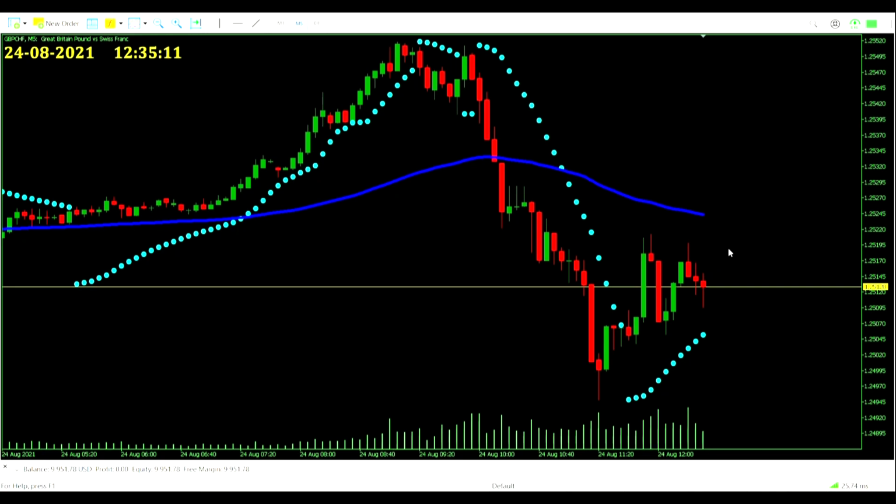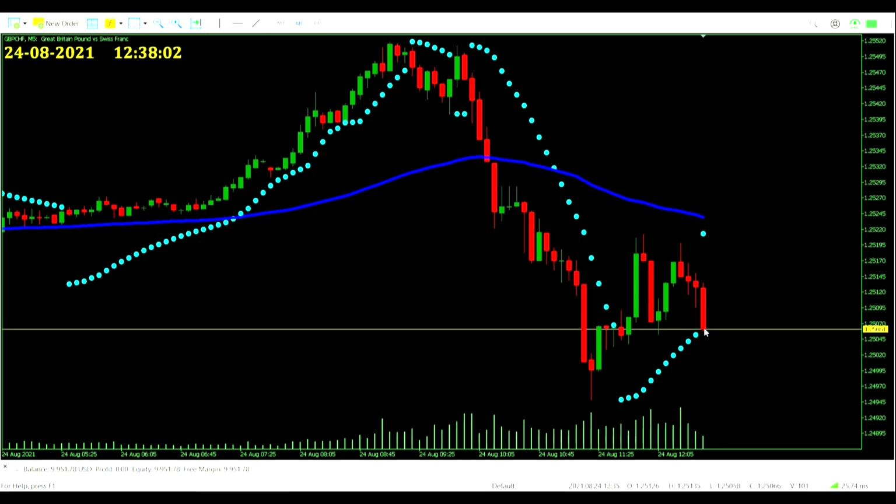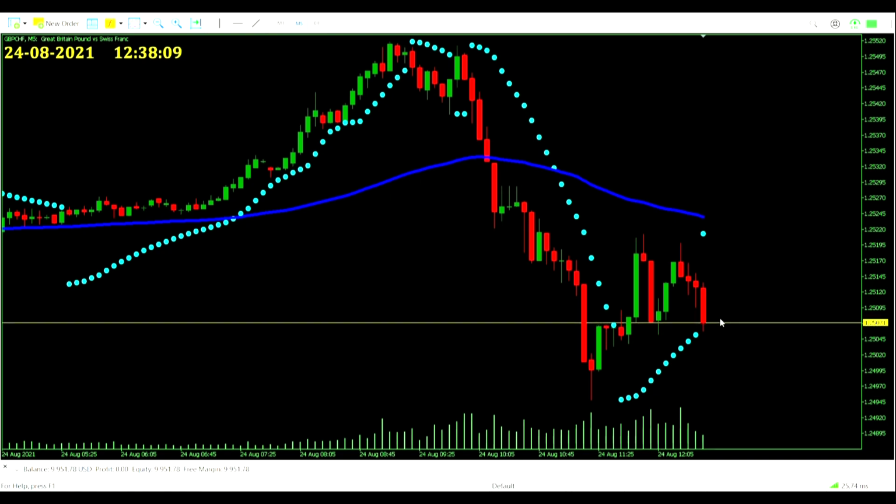Still ranging here about 30 minutes on, the moving average does continue downwards and the dots do continue upwards. Something has got to give sooner or later. Now we see the dot flip there above the price. It has broken, so once it closes, we will be getting in our sell trade. Here comes the close. We got both indicators giving us that sell signal now.